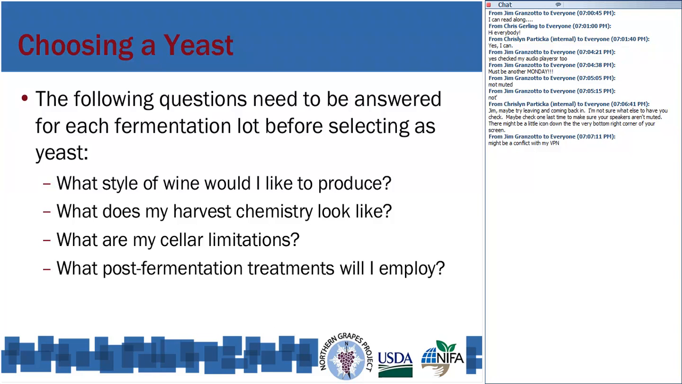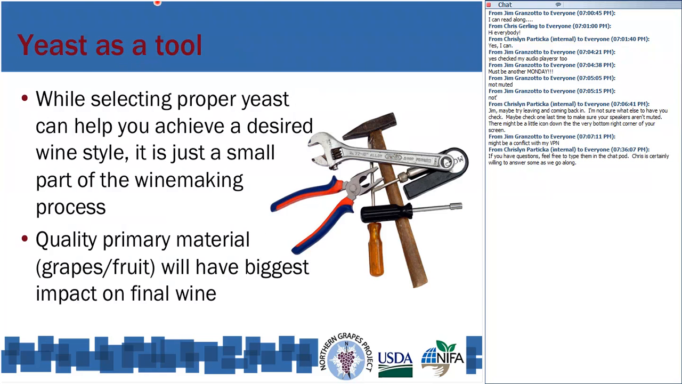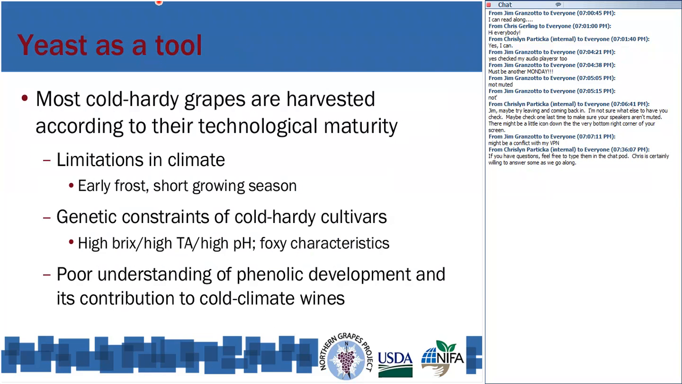So if you don't have cooling systems or some of your analytical capabilities, and then also the post-fermentation treatments. So if you're planning on doing malolactic fermentation, you want to look at yeast compatibility with your lactic acid bacteria. Or maybe if you're doing extended aging on lees, you want to look at different types of yeast for that. And it's always important to remember that yeast is simply a tool, and it's a tool that can help drive a wine style, but it's just a small part. And really, and I know you've probably heard this a lot, but the quality of your grapes is going to have the biggest impact on your final wine, and yeast isn't going to be a cure-all unless the quality is up there.